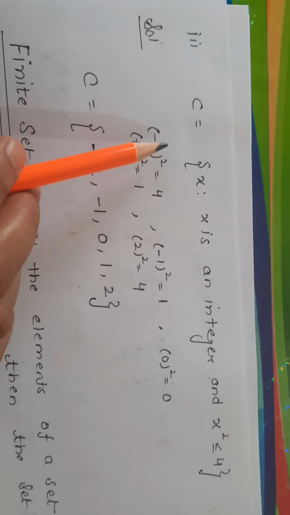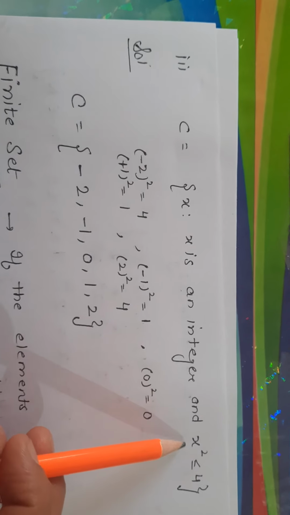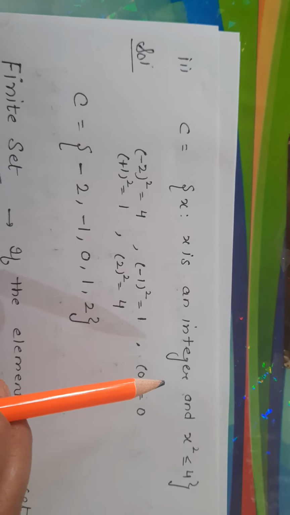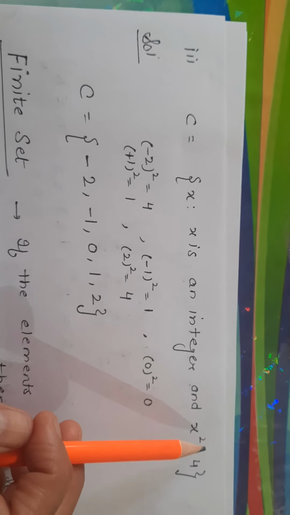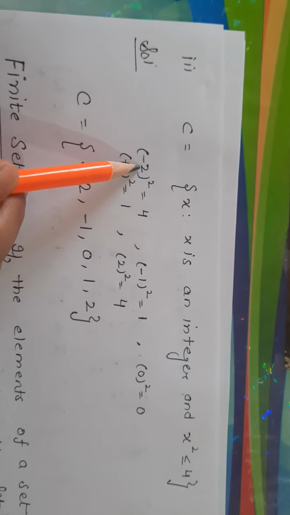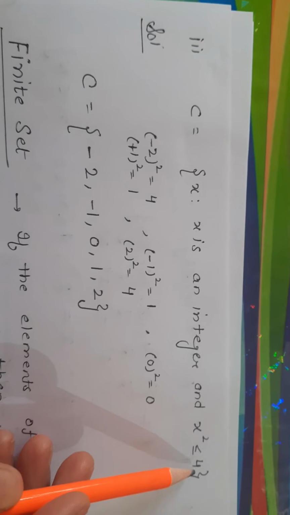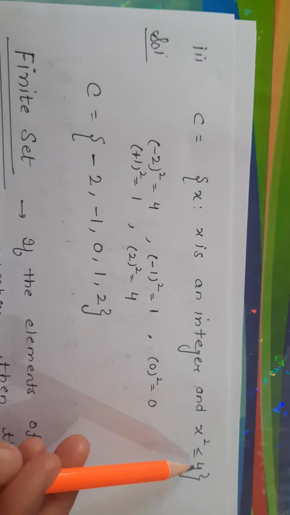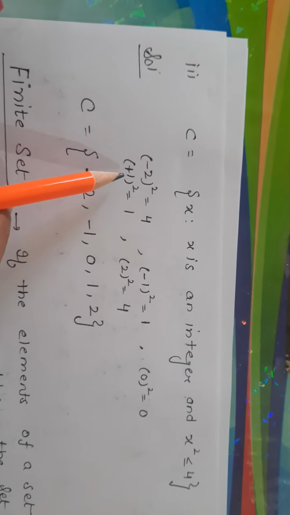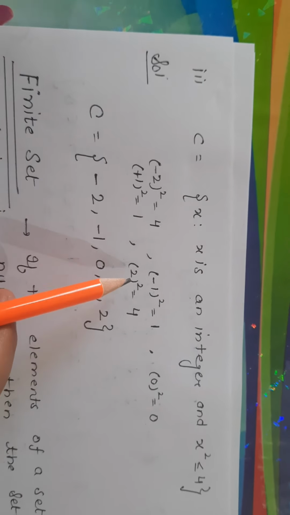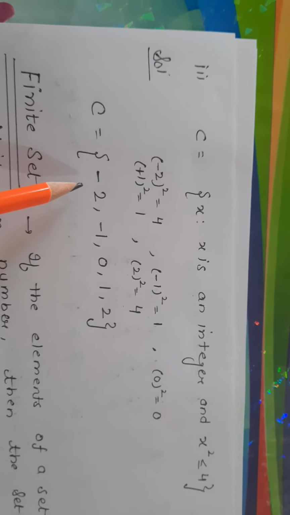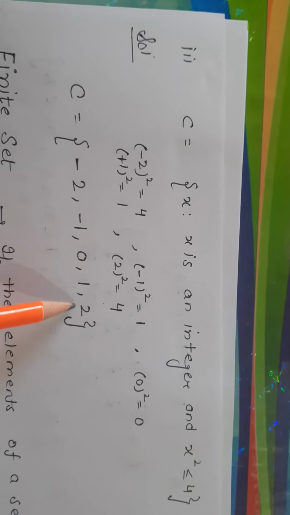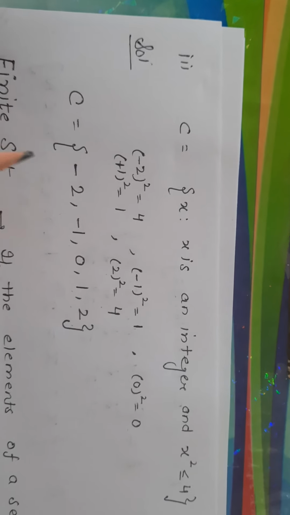The third part, C set. x is an integer and x square is less than or equal to 4. Now tell me the integers whose square is less than or equal to 4. Just check here. Minus 2 square is 4. So this is less than or equal to 4. If I check minus 1 square, this is also plus 1 which is less than or equal to 4. 0 square is 0. Then positive integer 1 square is 1. 2 square is 4. So that means your answer is minus 2, comma minus 1, comma 0, comma 1, comma 2, and then enclose them in the curly brackets.